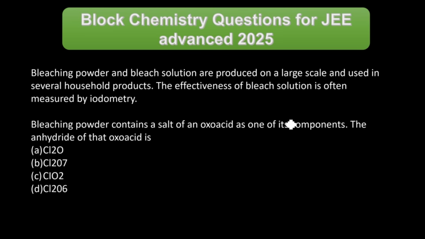Cool. Then the next one: bleaching powder and bleach solution are produced on a large scale and used in several household products. The effectiveness of bleach solution is often measured by iodometry. Bleaching powder contains a salt of oxo acid as one of its components. The anhydride of that oxo acid is? So what is the formula for bleaching powder? Bleaching powder is nothing but CaOCl2, so it contains OCl minus and Cl minus.